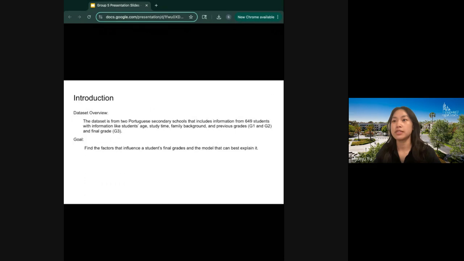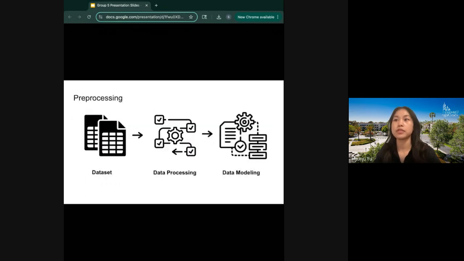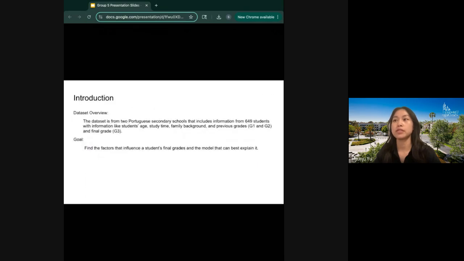We used the data set from two Portuguese secondary schools that includes information from 649 students with 33 pieces of information, like students' age, study time, family background, their first, second, and final grades. The goal of this project was to evaluate how those various pieces of information influence students' final grades and identify which predictive model best captures these relationships.